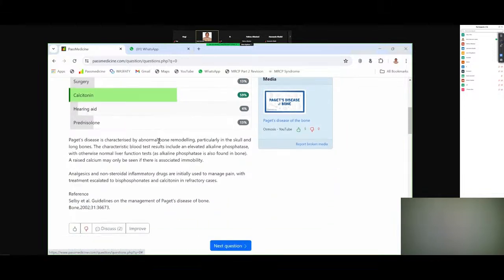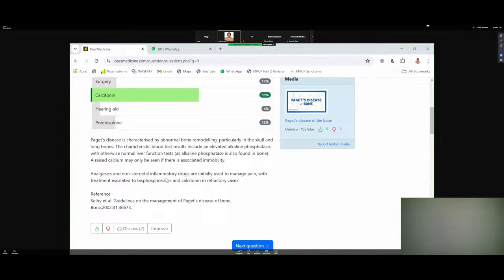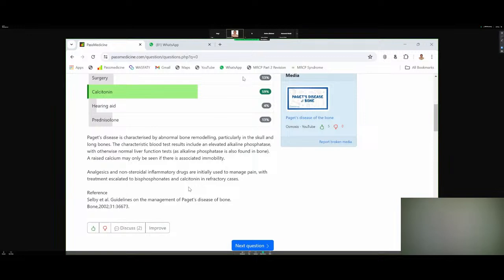So they are saying Paget's is characterized by abnormal bone remodeling, particularly in the skull and long bones. The characteristic blood tests thus include an elevated alkaline phosphatase with otherwise normal liver function tests, and alkaline phosphatase is also found in bone. A raised calcium may also be seen if there is associated immobility. Analgesics and non-steroidal anti-inflammatory drugs are initially used to manage pain, and we can escalate the treatment to bisphosphonate or calcitonin in refractory cases.